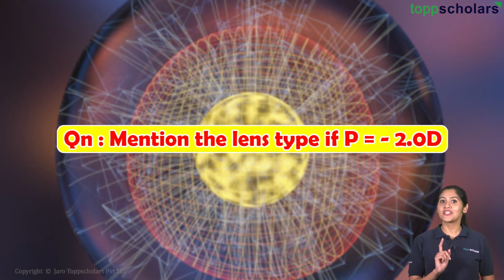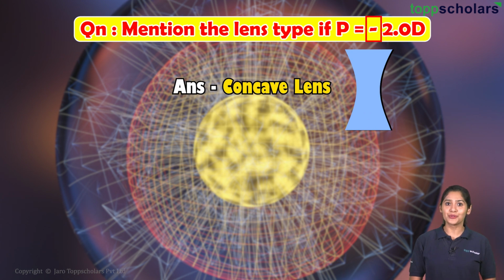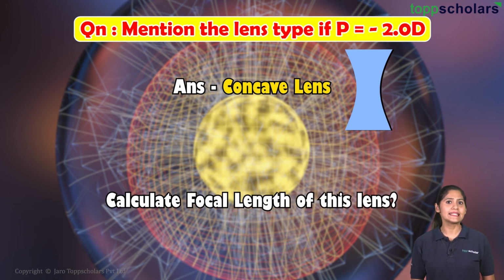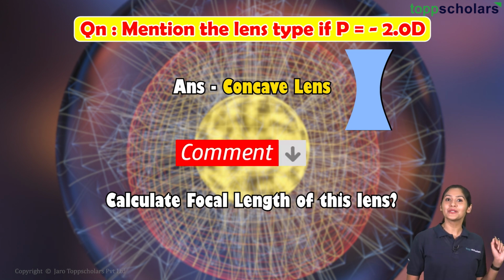Quick question. Mention the lens type if the power is -2D. It's a concave lens due to the negative sign, right? Comment your answer for the focal length of this lens, and there you are prepared for the questions coming from the topic in your examinations.